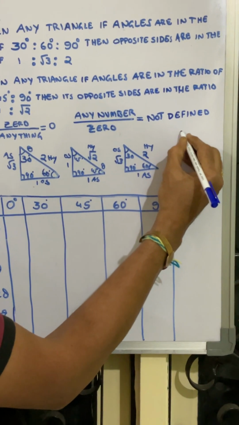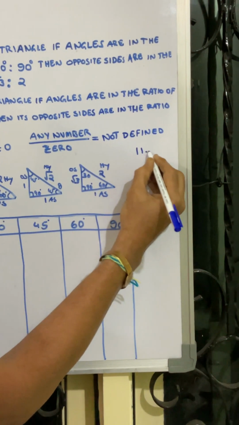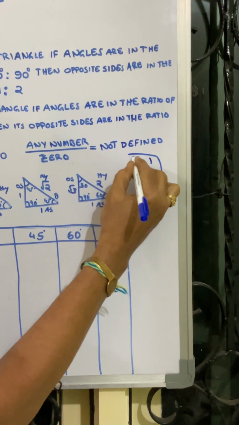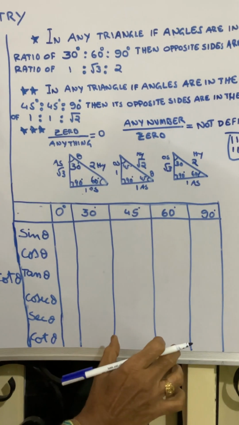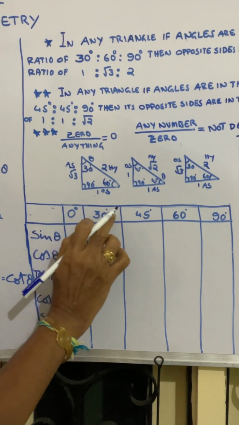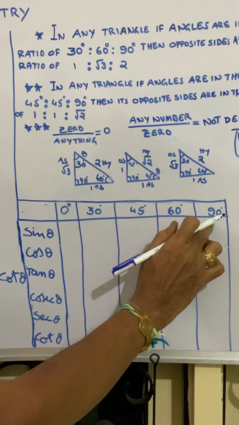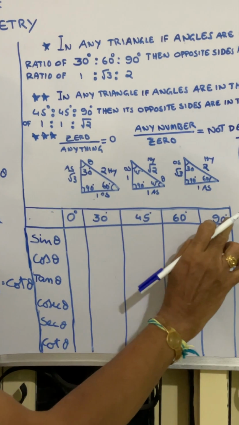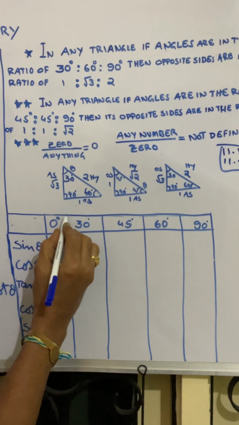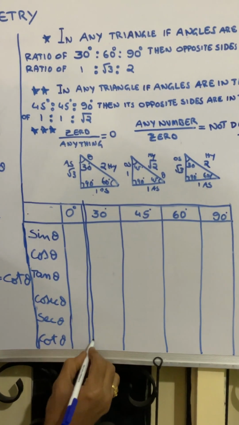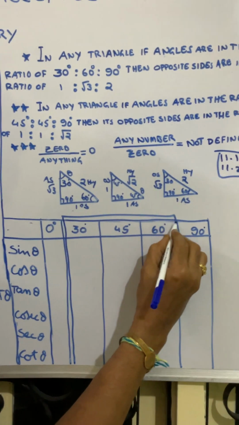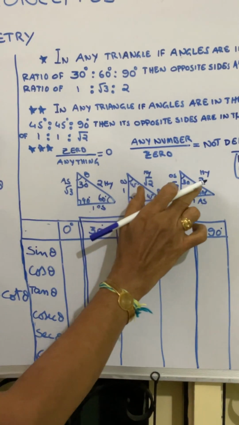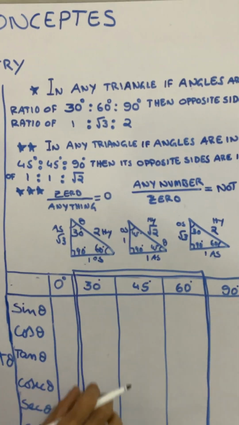In the State government syllabus, exercises 11.1 and 11.2 require these values. Here 0 degrees, 30 degrees, 45, 60 and 90 degrees are there. Here are the trigonometrical ratios, so 6 into 5, 30 values. Among these 30 values, we very frequently use these 18 values. To remember these 18 values, here is the simplest way of getting them.